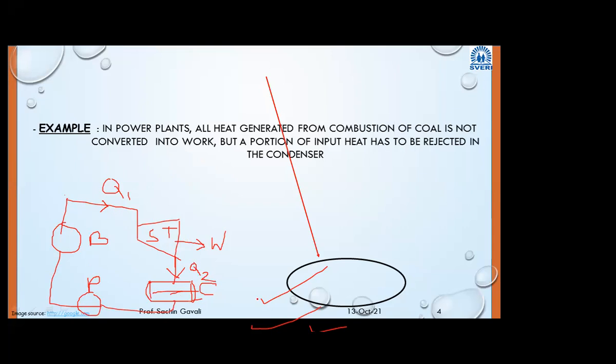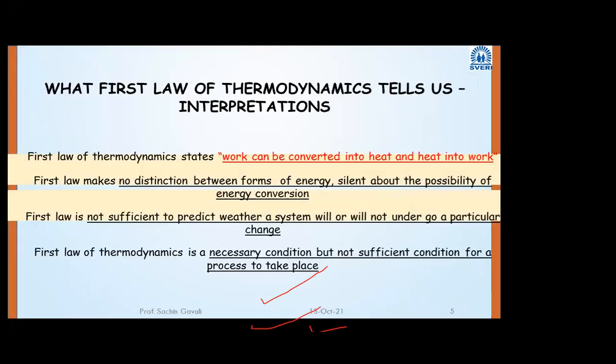Therefore the first law of thermodynamics is a directionless law. The first law doesn't speak about the quality of energy, meaning it does not mention that heat is a low grade type of energy and work is a high grade type of energy. And why? Because all work can be converted into heat, but all heat cannot be converted into work. So what does the first law of thermodynamics tell us? It states that work can be converted into heat and heat into work.